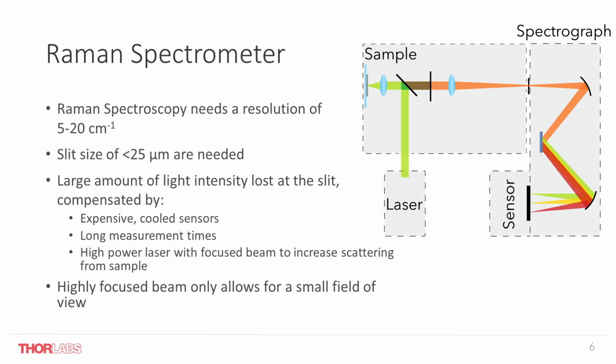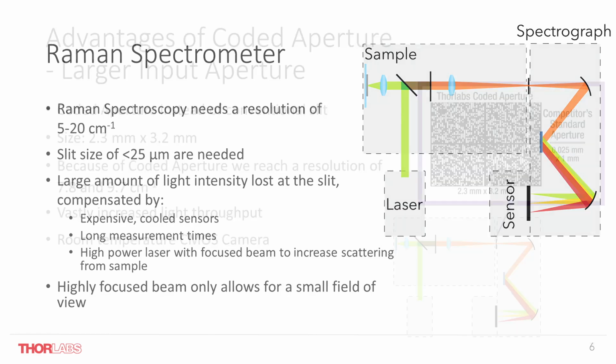In addition, they also need to increase the light intensity scattered from the sample by using a high-power laser beam focused onto a very small spot. The typical spot diameter is only a few microns. This results in a high laser power density of the excitation beam and generates a lot of Raman scattering from your sample. The drawback is that you can only measure very small spots of your sample at a time, and the field of view is therefore rather limited. In addition, delicate samples might be damaged by the highly focused laser beam.